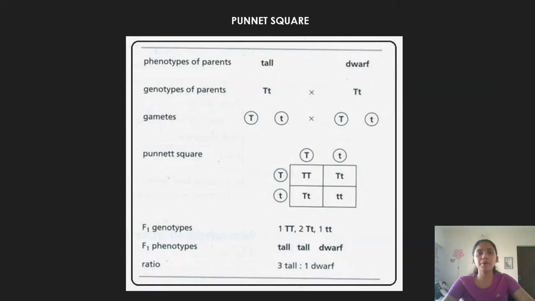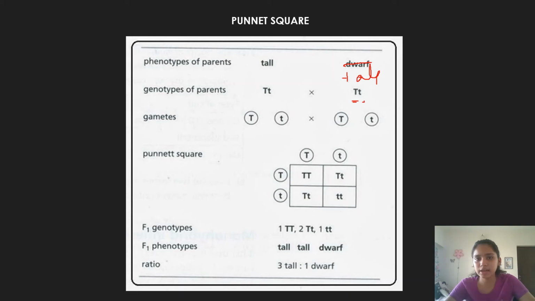Then you have a Punnett square, which is basically another type of genetic cross that shows you how to find out the probability of the offspring based on the genotype. So first you have the phenotypes of parents, which is tall and dwarf. Okay. No. There's a mistake here. This would be tall and tall because it has a dominant allele. Okay, so dominant and recessive. So T and small t, capital T, small t, you write them separately.